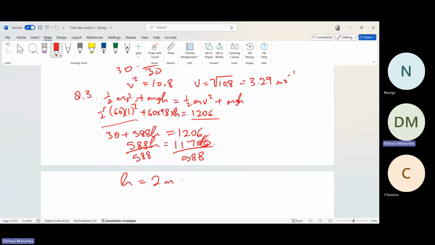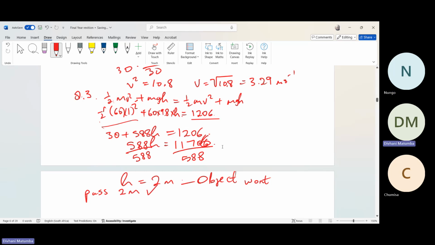Oh, okay. So you are saying that your object won't pass 2 meters. Yes, sir. And that is correct. Yes, there's so many ways. It won't pass 2 meters.